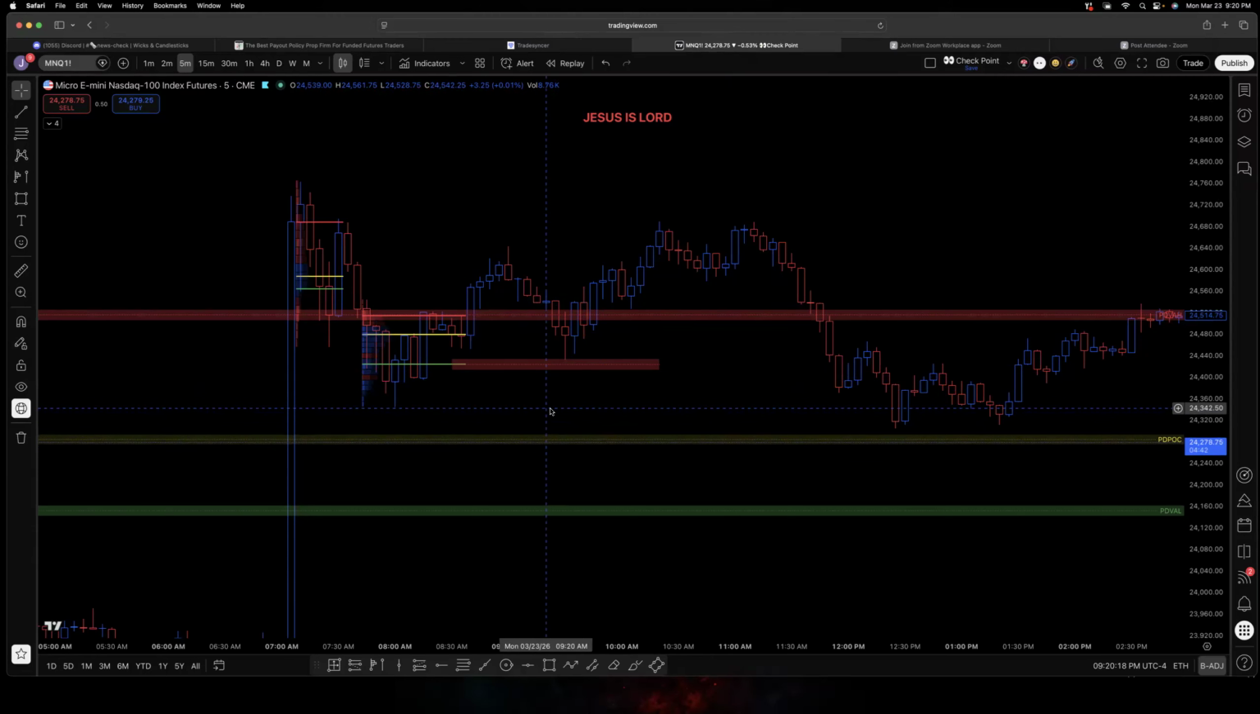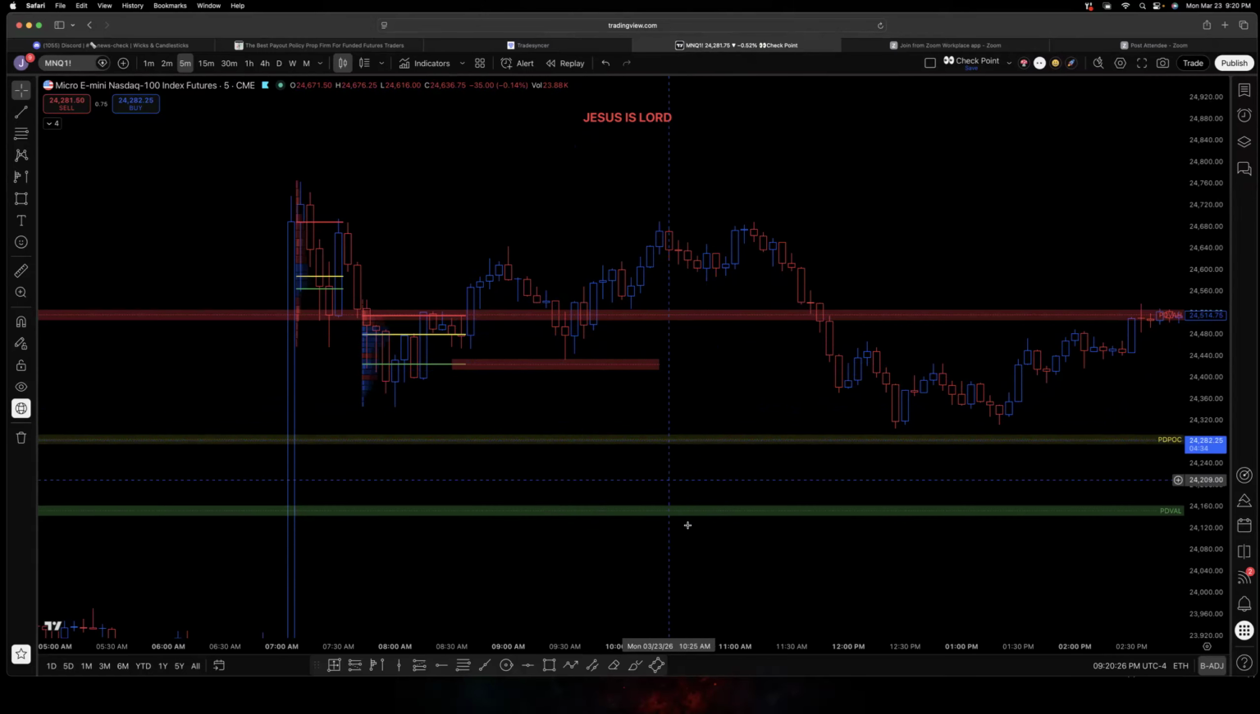Alright, I want to go over today's trade recap. As we always start, we have a previous day value area high, previous day value area low, and a point of control. And you always want to mark a balanced market before the market opens. We have a balanced market here.